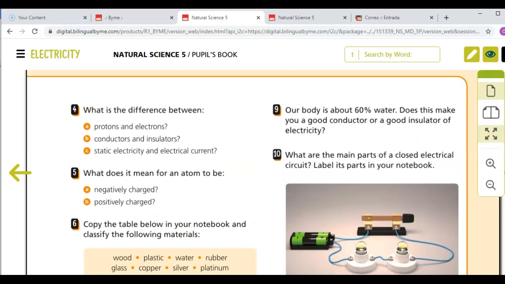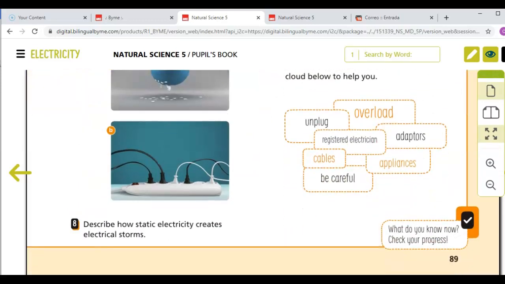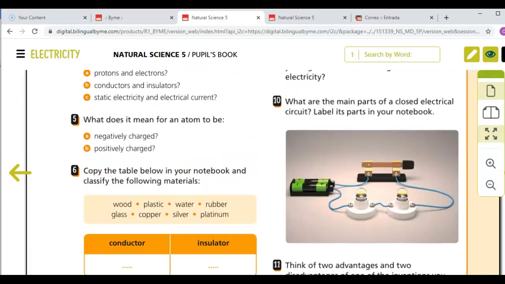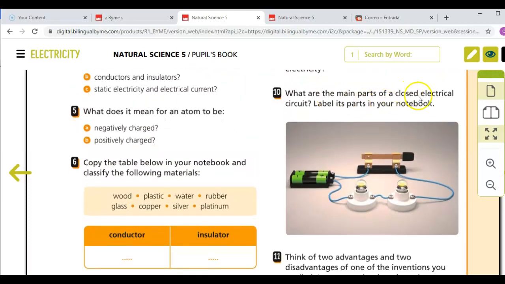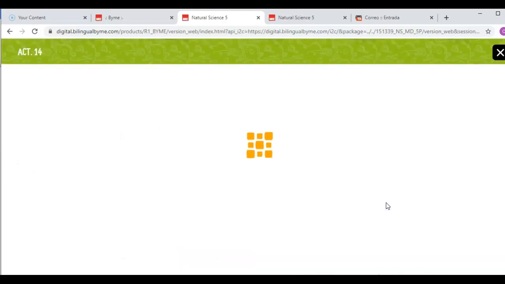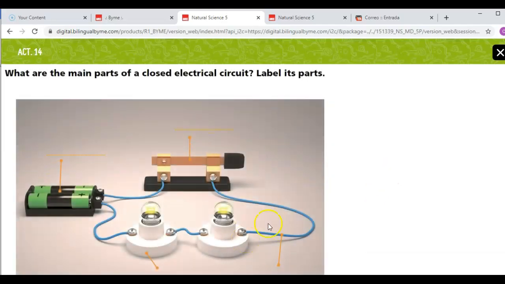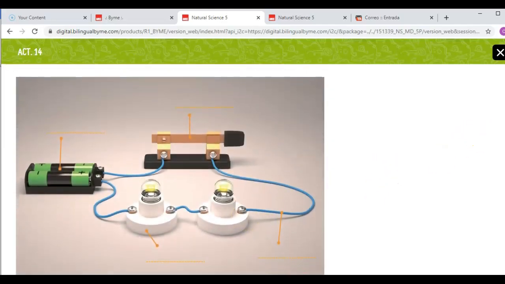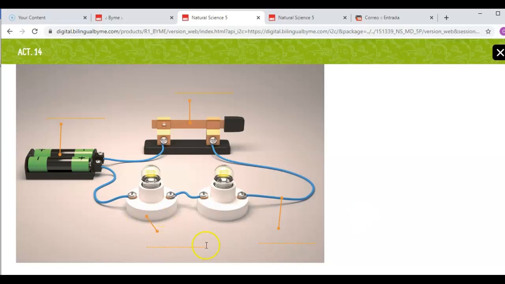Exercise number 8. Describe how static electricity creates electrical forms. Number 10. What are the main parts of a closed electrical circuit? Label its parts in your notebook, please, the different parts. Here, it's easier for you to see what things you have to label.